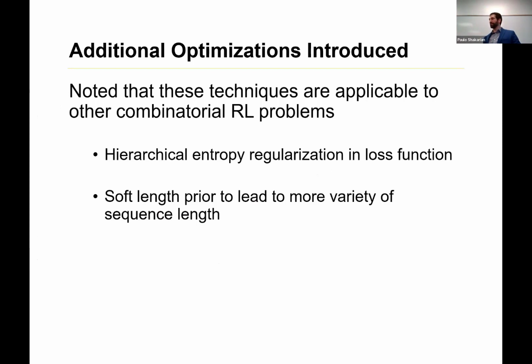So some additional optimizations are also introduced. Again, they have this entropy regularization thing that they throw in there as well. They also come up with what they call a soft length prior for the episode length. The reason they use this is they found that when they just specified something as a maximum, everything would use as much as it could. And so this kind of led to a little bit of variety there, if you will.